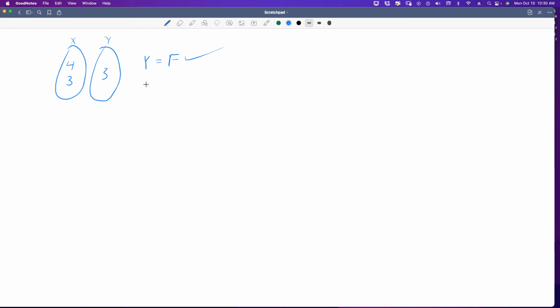If you answered yes, this is a function, then you are correct. All right, what about, let's say we have, for our x values, 7 and 5. And for our y values, we have 3 and 4. For 1 point, we have 7 and 3. And for 1 point, we have 5 and 3. And for another point, we have 5 and 4. Is this a function?